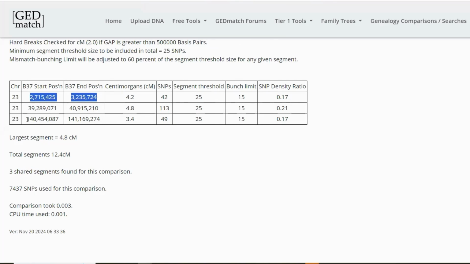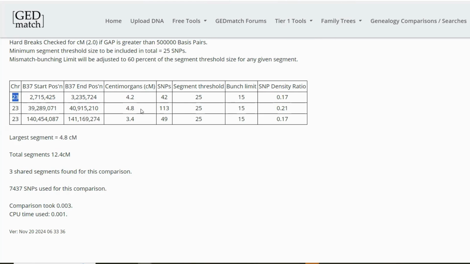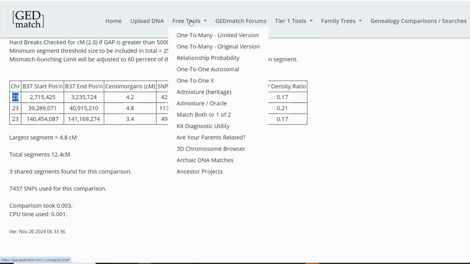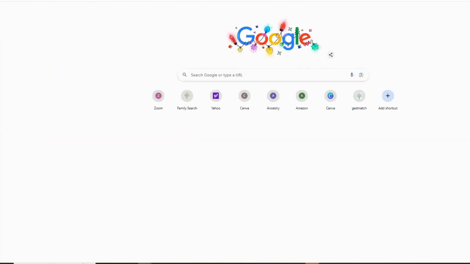And that proves that it's a female. So now there is 140 million to 141 million. If I use this 140 million, I now know I need to add 23. I didn't do chromosome 23. Now I need to go back and add chromosome 23. Nobody does. This is why I teach chromosome 23, why I teach search the X chromosome. Very important. What I will tell you is that in the GEDmatch projects, 23 is there.